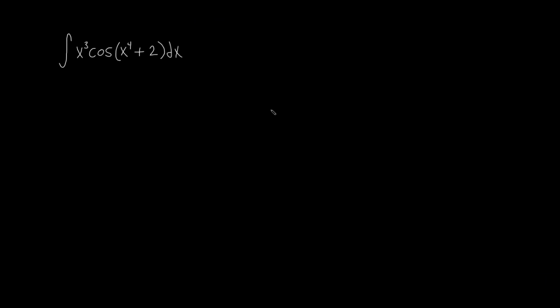We're going to evaluate the indefinite integral of x raised to the third power times cosine of x raised to the fourth power plus 2. Now, since we're solving this with U-substitution, we have to figure out what we want our u to be. What can we set u to? In these parentheses, I see x raised to the fourth power plus 2. That's what we're going to set u to.